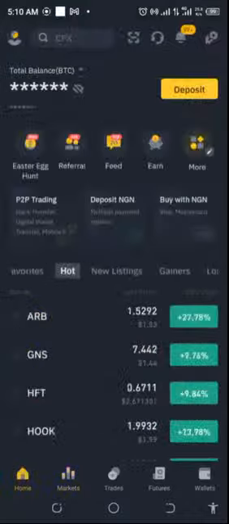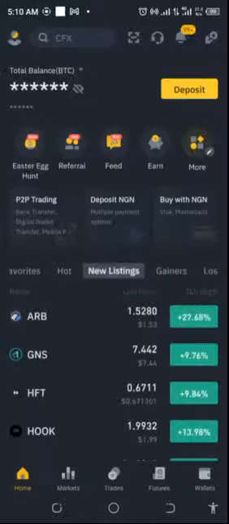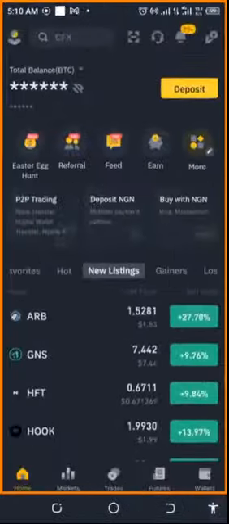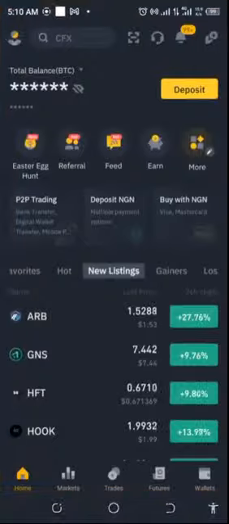It's barely like 3 weeks old, and it's still pumping. As you can see right now, the price is currently $1.52. Okay, so it rose all the way as of yesterday.